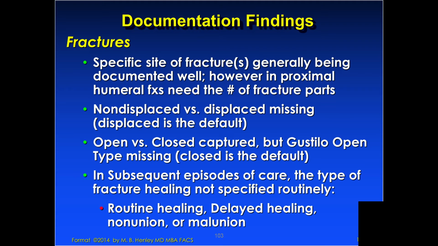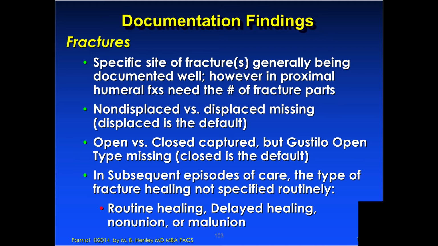So one of the ICD-10 code set rules about fractures is that proximal humerus fractures are either 2, 3, or 4 parts. We also don't say whether fractures are displaced or non-displaced, and the ICD-10 code set requires you say whether it's displaced or non-displaced, but displaced is the default. They figure that if you've noted a fracture, it's most likely displaced.